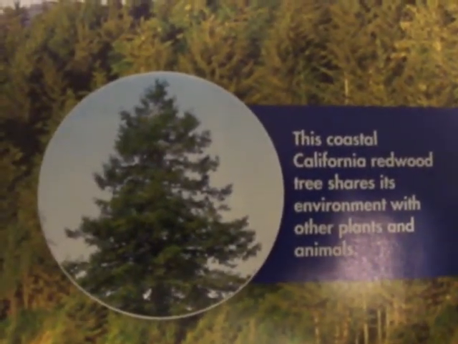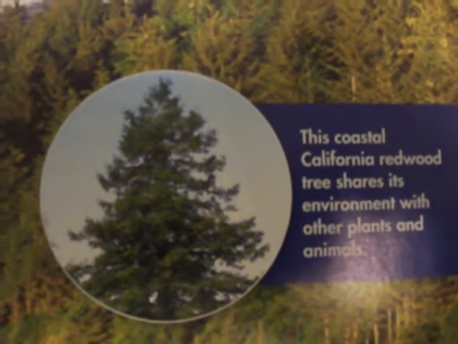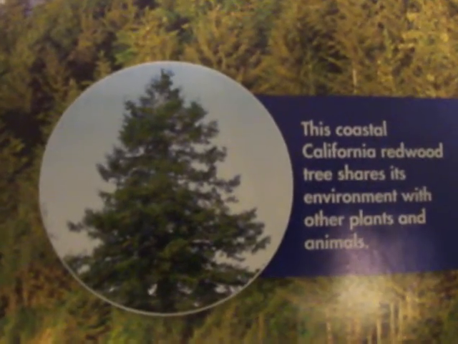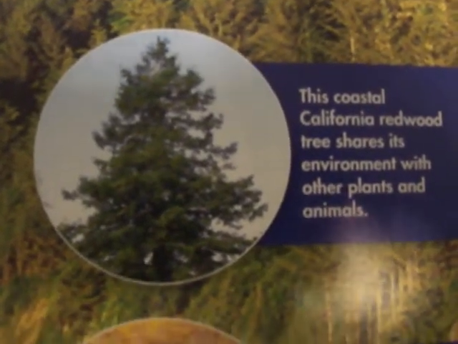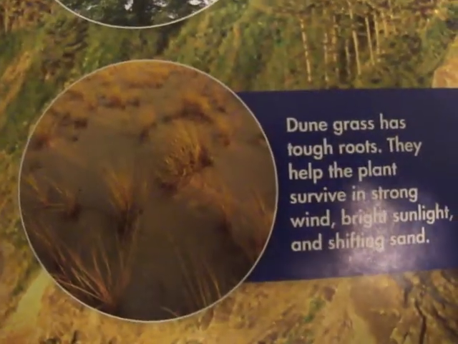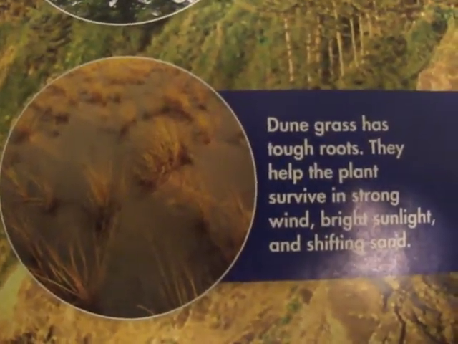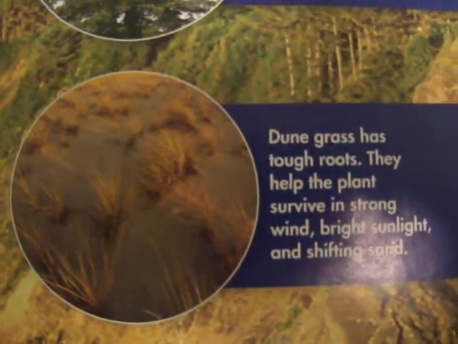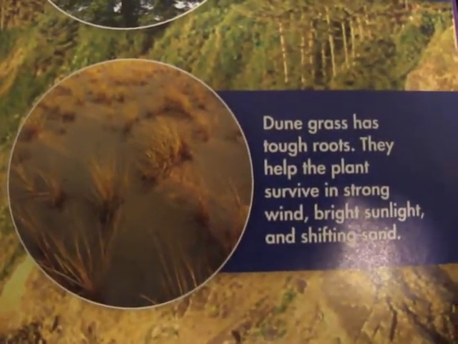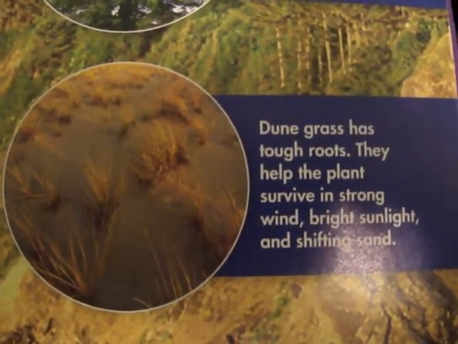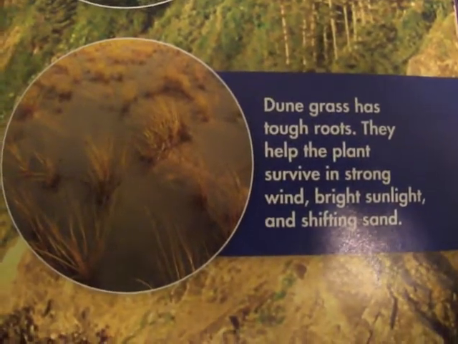This coastal California redwood tree shares its environment with other plants and animals. Dune grass has tough roots. They help the plant survive in strong wind, bright sunlight, and shifting sand.